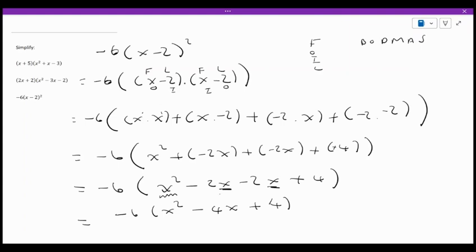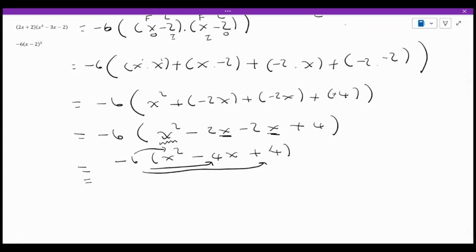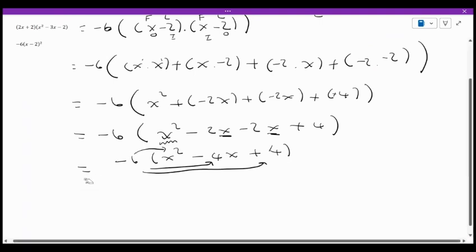Now we are done with what's inside the bracket. We can't do anything further with what's inside the bracket, but we can do something with what's outside. Now we have to multiply this 6 into the bracket. It has to multiply with this x squared, with this negative 4x, and also with that 4 over there. So negative 6 times x squared is just negative 6x squared.